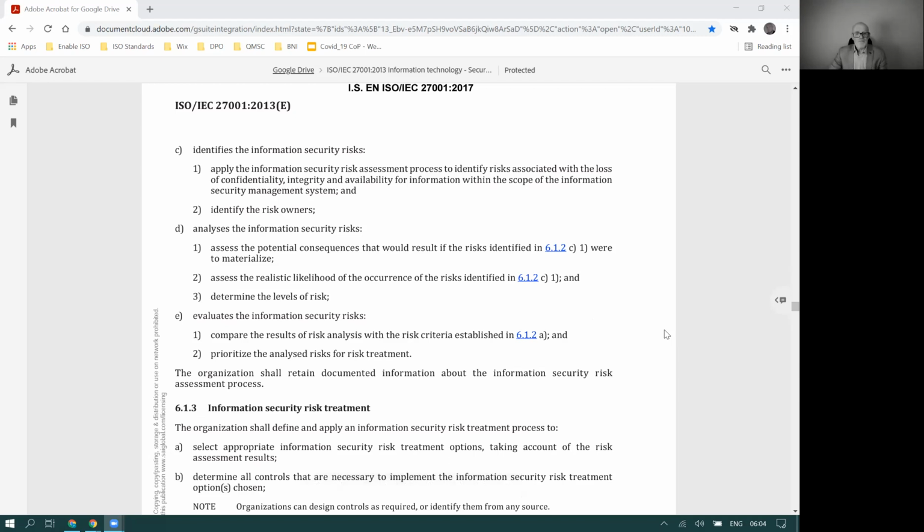Okay, so at 3 there, we've got to determine the levels of risk. We prioritize it and we use a scoring mechanism, where the score that's produced indicates how we're going to prioritize and determine what we're going to do. And we're addressing that now with point E. Evaluate the information security risks to: 1, compare the results of risk analysis with the risk criteria established in clause 6.1.2(a) above, and 2, prioritize the analyzed risks for risk treatment.